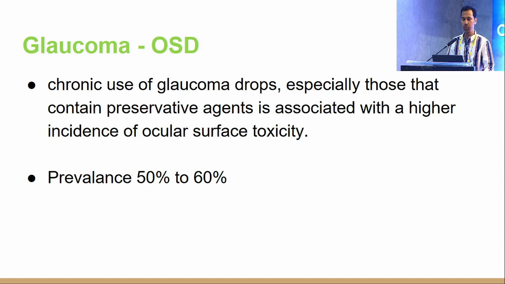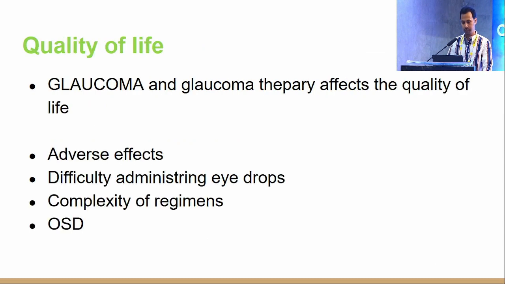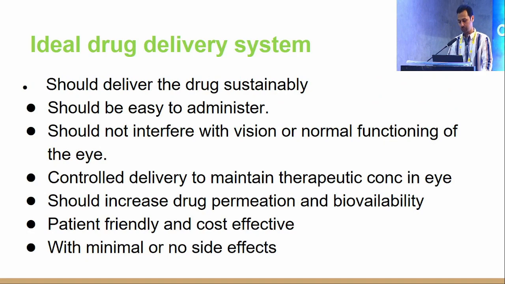The other issue with topical therapy is ocular surface disease. So there is a need for ideal drug delivery because of the limitations that we have with topical therapy. What should an ideal drug delivery be? It should deliver the drug at a constant rate. It should have a longer contact period. The bioavailability of the drug should be on the higher side with minimal side effects.